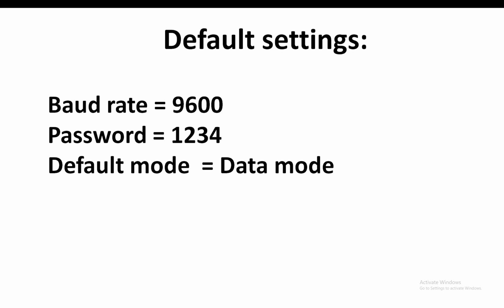You have two modes, command mode and the data mode. In the command mode, you can change the baud rate of the module and also the password, etc. While in the data mode, you only operate the module. Once you have done the settings in the command mode, you changed the password and the baud rate, to operate it normally is called the data mode. By default, it's in the data mode, the password is 1234 and the baud rate is 9600.